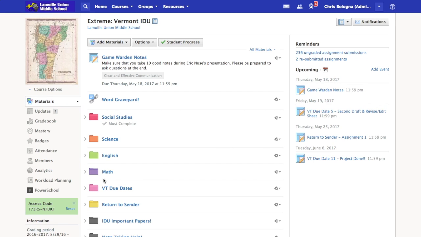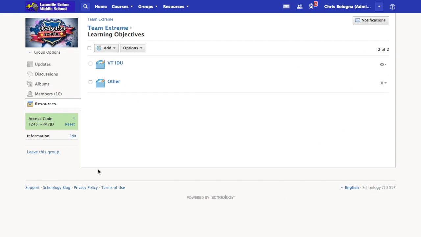And then we've also decided on 3 transferable skills that we are going to assess together in each of our courses and also during project time work. So here's what it looks like. So these are our team resources in Schoology.